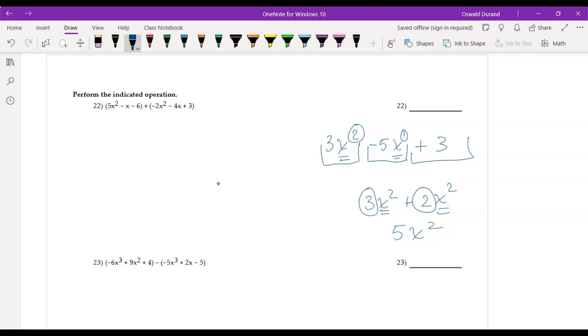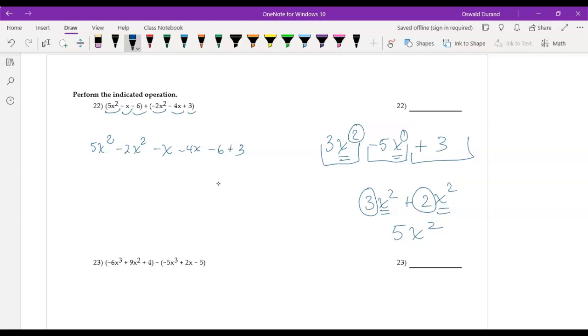So here I have to perform this operation. All I have to do is combine the ones with the same term. So here I can do 5x squared plus negative 2x squared. I'm just going to put plus and minus is negative, so minus 2x squared. And then the negative x plus negative 4x, so negative 4x. And then the last one, negative 6 plus positive 3, so negative 6 plus 3.